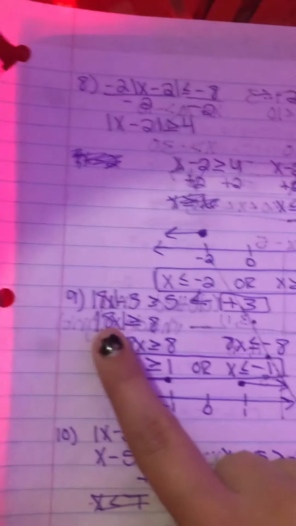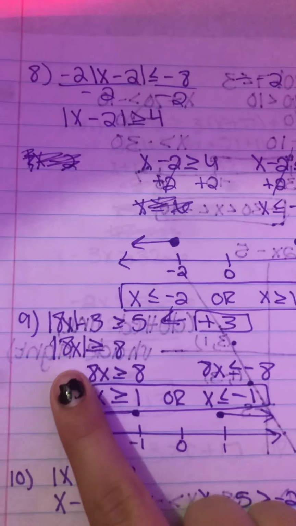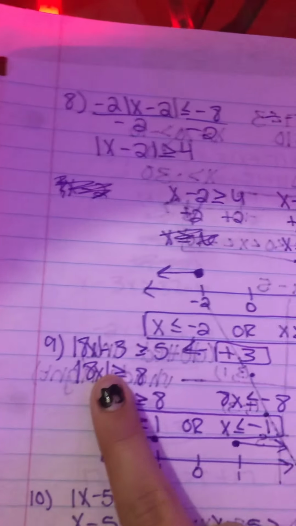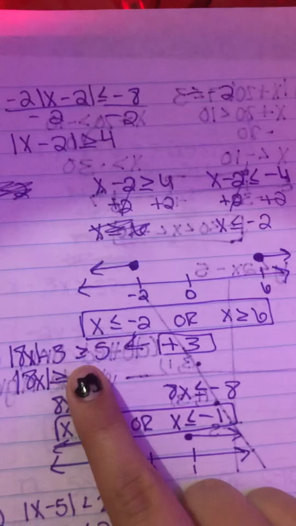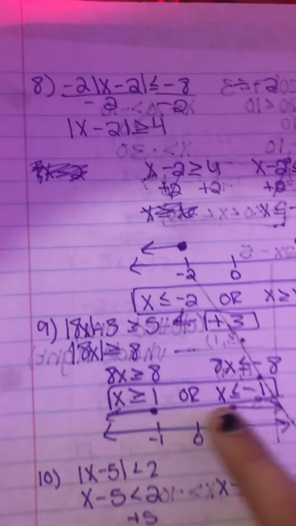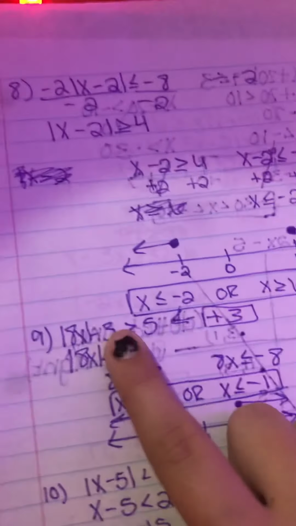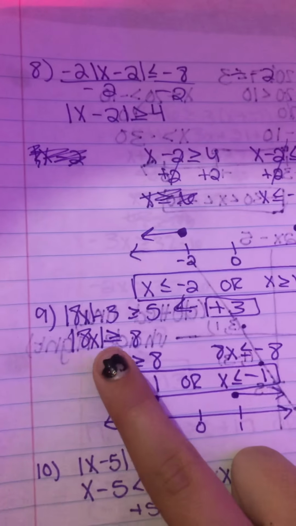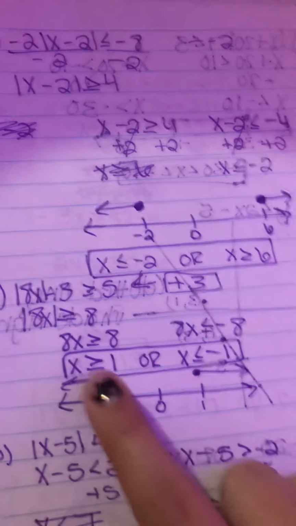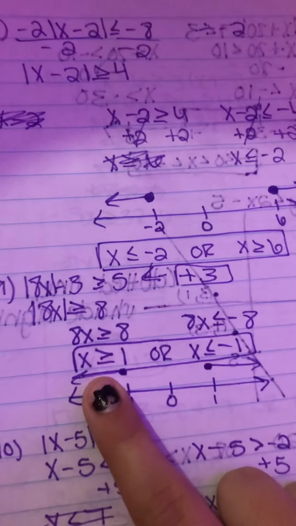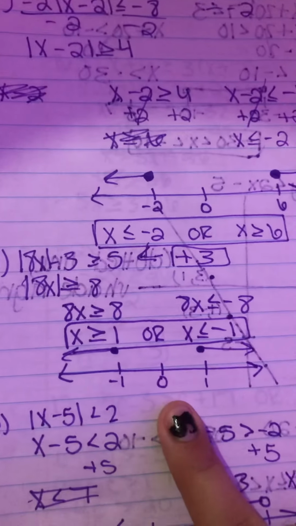And for 9, I have the absolute value of 8x minus 3 is greater than or equal to 5. And then, let me see. Oh, I added 3 to both sides to get rid of the -3. Then I had 8x is greater than or equal to 8, so I separated it into 2. I got 1 and -1, and then I graphed it.